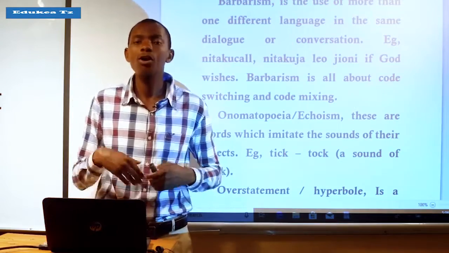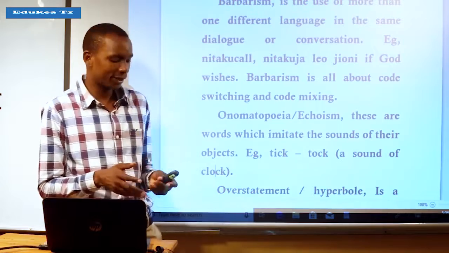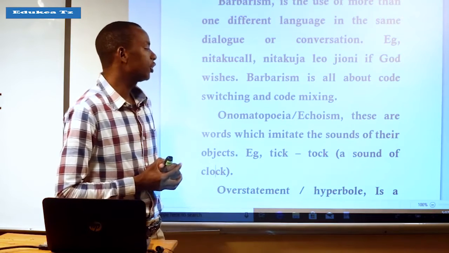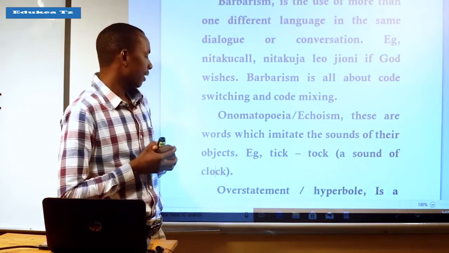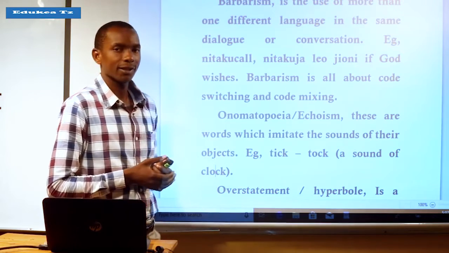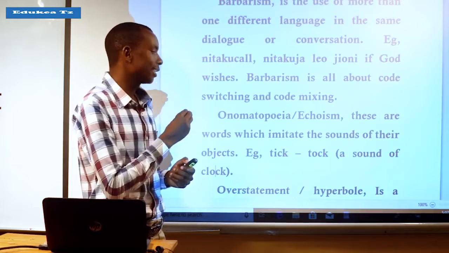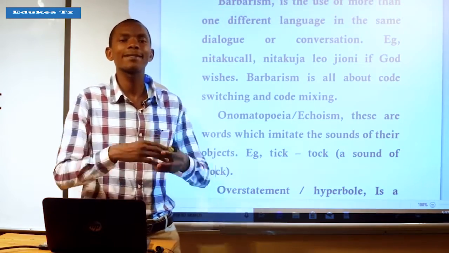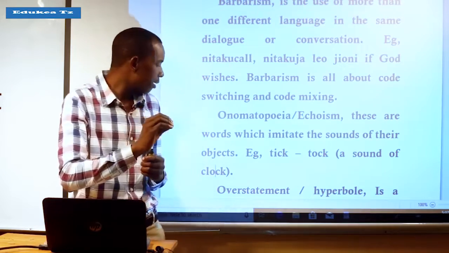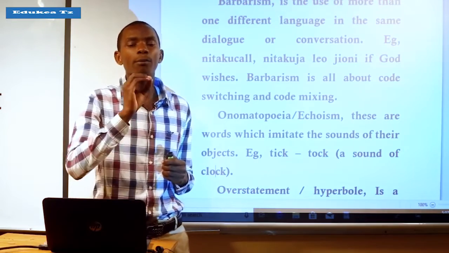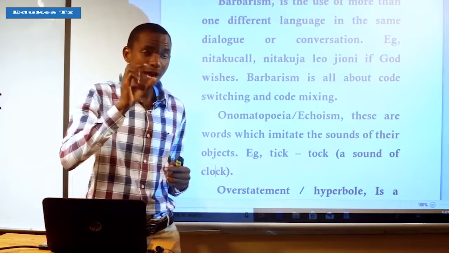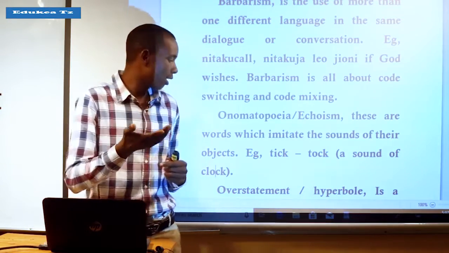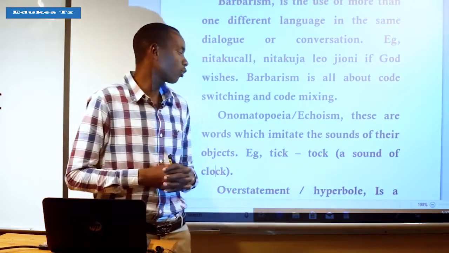Those words which have been written by imitating the sound of crying are onomatopoeic words, or echoism. So when we speak about onomatopoeia or echoism, these are words which imitate the sounds of their objects. You have to be very careful: they imitate the sound of their objects. We have a lot of objects which produce several sounds, and those sounds can be written in readings or in the text. You have to realize that is onomatopoeia.